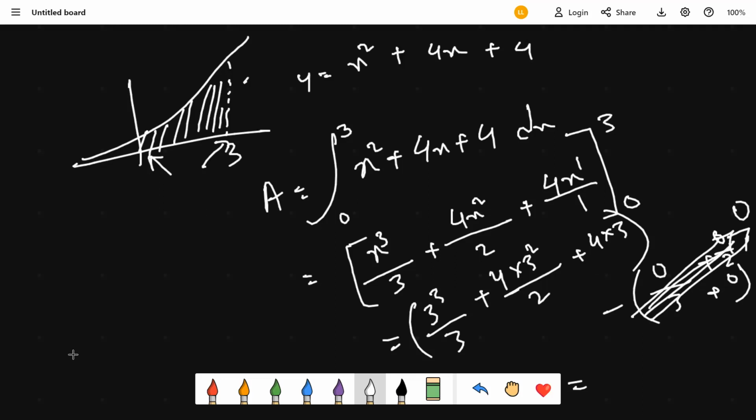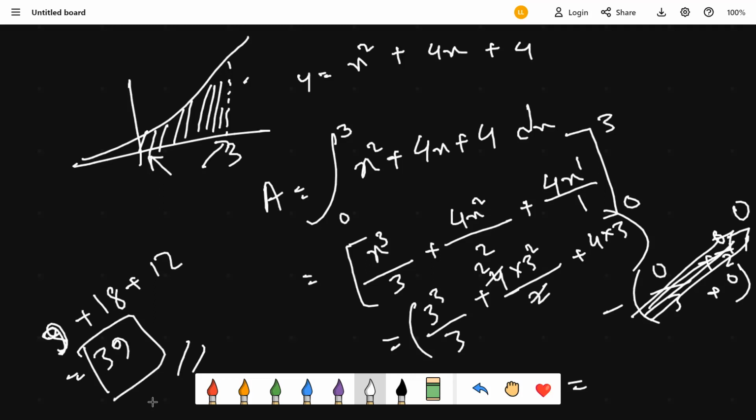That's the reason. Now for the last portion, we can simply see that 3 cubed by 3 means it is 3 squared actually. So we have a 9 on the left side, plus this 2 and 4 get cancelled to get a 2 here. So 2 times 9 is 18, plus 4 times 3 is 12. So that's 20, 30, 39. So 39 is our final answer. So that's our integrated value.